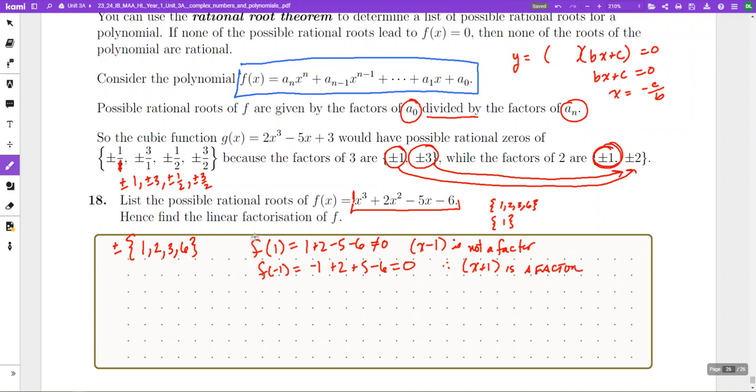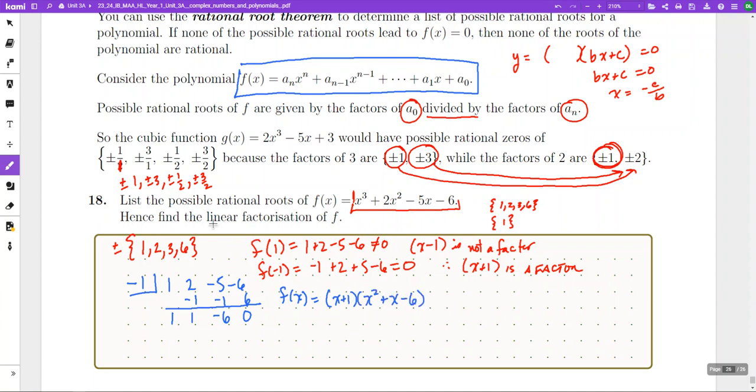And we can get to our linear factorization by doing Ruffini's rule, synthetic division, or by doing long division. Since x plus 1 is a factor, I'll go ahead and do this using Ruffini's rule, synthetic division. I've got a negative 1. Coefficients of my polynomial are 1, 2, negative 5, and negative 6. Bring down the 1, multiply, add, multiply, add, multiply, and then that's 0. So that tells us that f of x can be written as x plus 1 times x squared plus x minus 6.